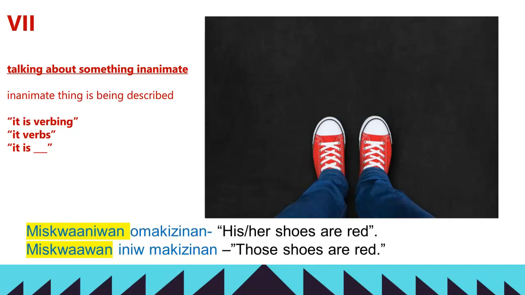An example of VII is Miskwaniwan umakazinan. His, her shoes are red. Miskwawan anu makazinan. Those shoes are red.